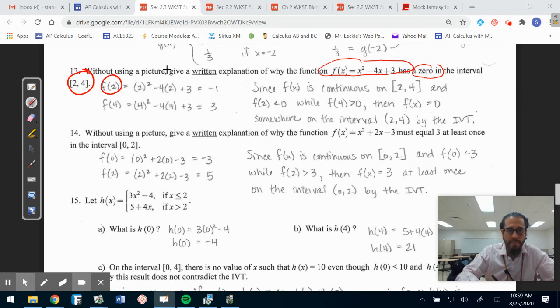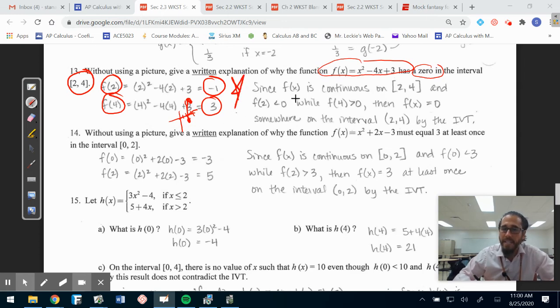Well, let's find out what f of 2 is. Let's find out what f of 4 is. Oh, snap. If I just look graphically, and this is why they say without using a picture, 2 comma -1, 4 comma 3. The question is, how does it get from here to here if it's continuous? And parabolas are continuous, so the only way it can get there is splat. Whoa, splat. It's got to cross the x-axis, therefore it has to have a 0.